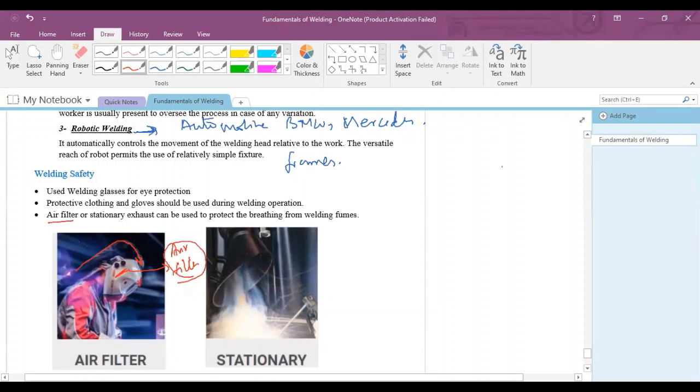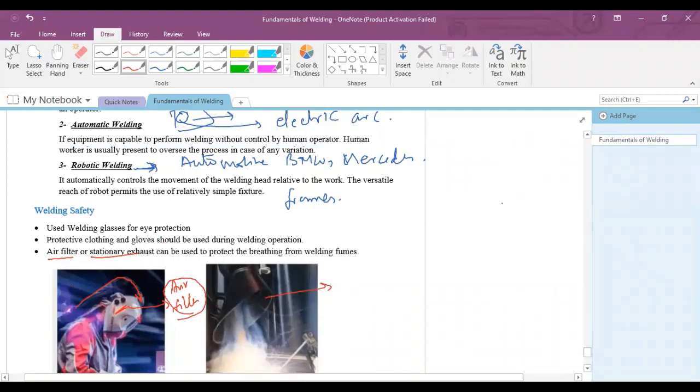One more thing, you can use a stationary exhaust, like the exhaust normally used in kitchens. This stationary exhaust is normally used in the welding or fabrication shop to protect breathing from welding fumes. Gloves and protective clothing, like rubber gloves, and especially rubber slippers or rubber shoes, should be used during welding operations. These are the safety measures required during the welding process to protect the human body.